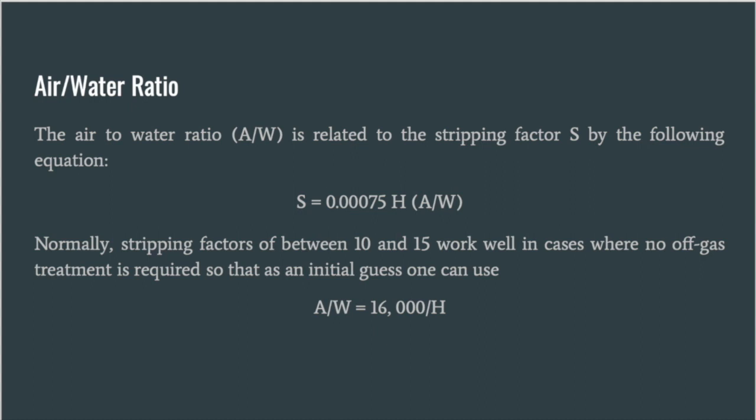This guideline works well for components like trichloroethylene and BTX. It should not be used strictly for components that have Henry's constants below 100 since it would yield unreasonably high values of air-to-water ratio. Typically, as the ratio increases, efficiency will increase until a point of flooding is reached.